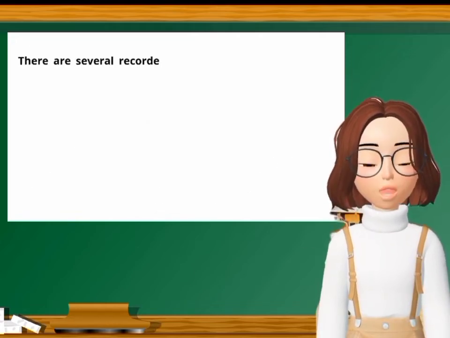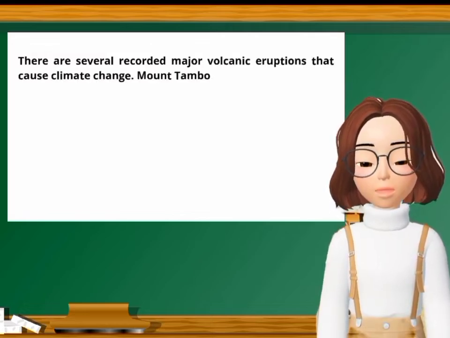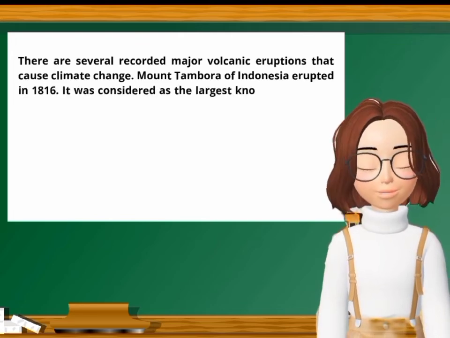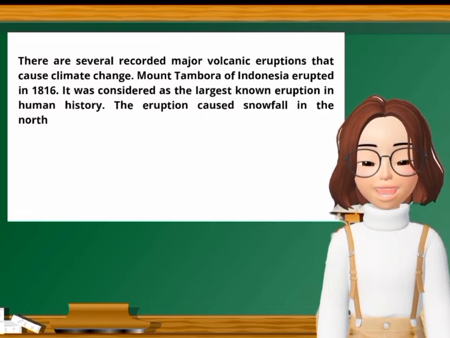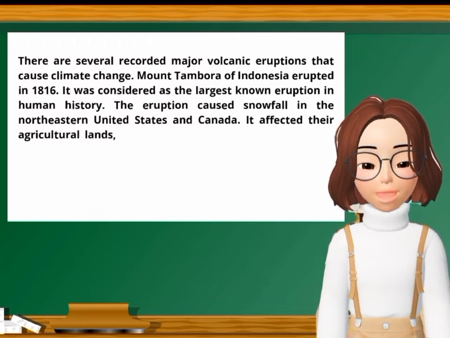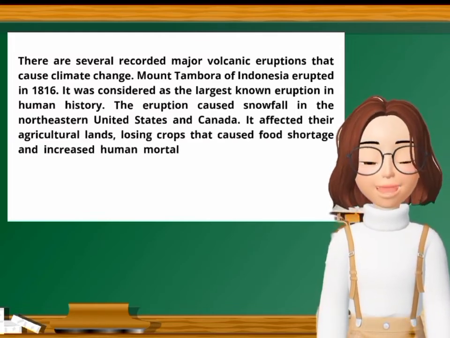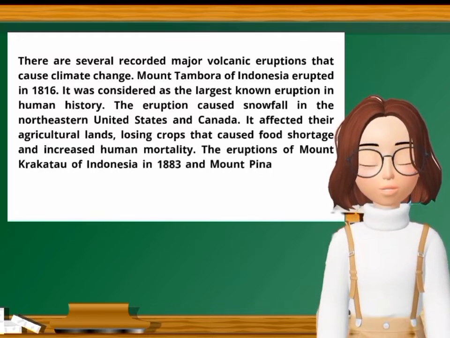There are several recorded major volcanic eruptions that caused climate change. Mount Tambora of Indonesia erupted in 1816, which was considered the largest known eruption in human history. The eruption caused snowfall in the northeastern United States and Canada. It affected their agricultural lands, losing crops that caused food shortage and increased human mortality.